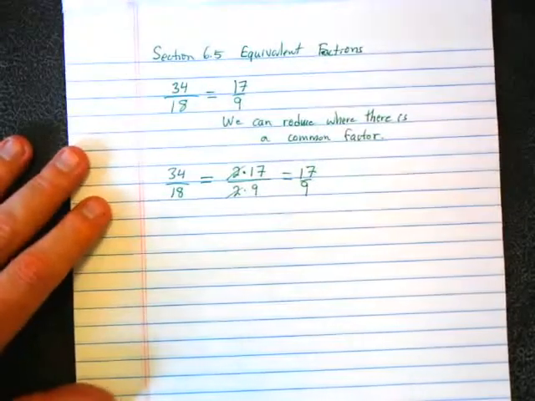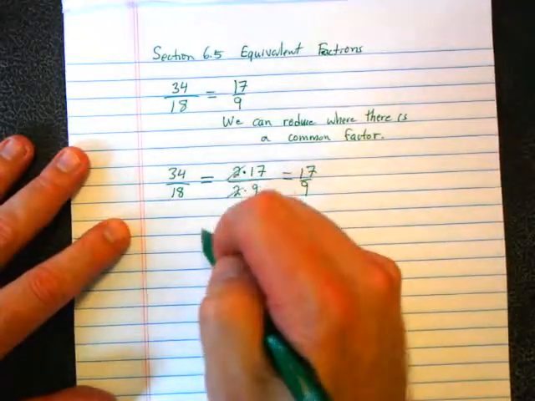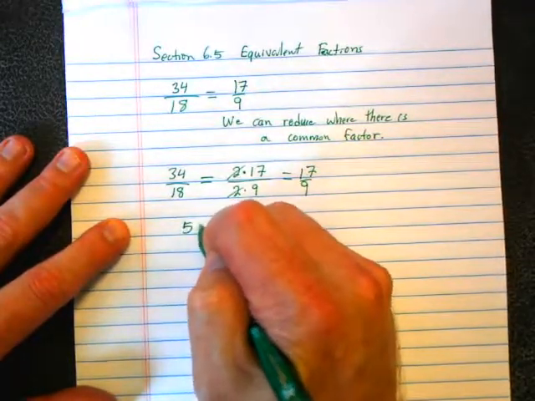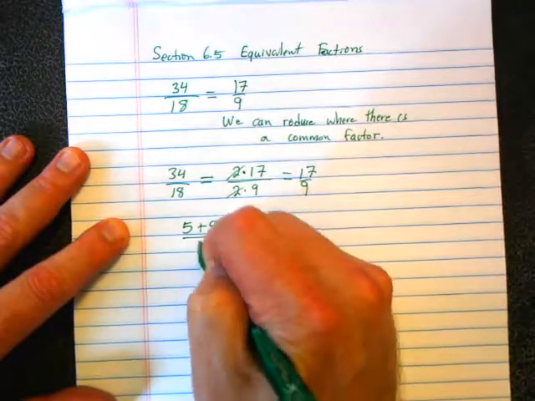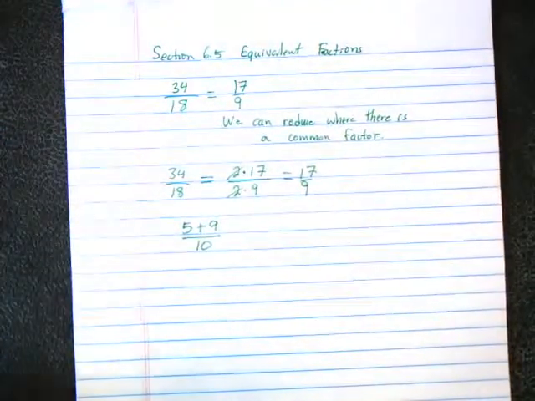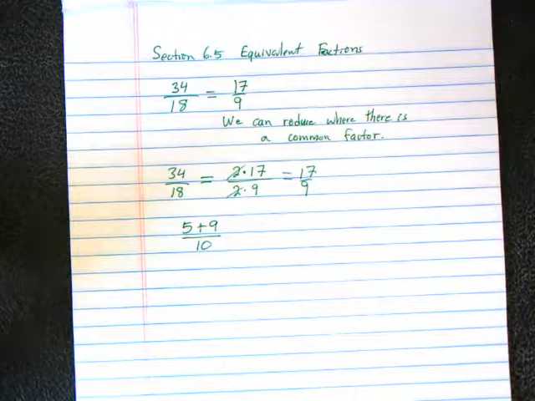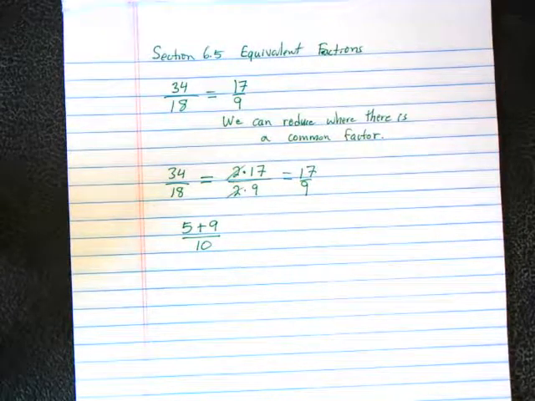What if I gave you 5 plus 9 over 10? Can you reduce the 5 and the 10? I hear a vote for yes and a vote for no.